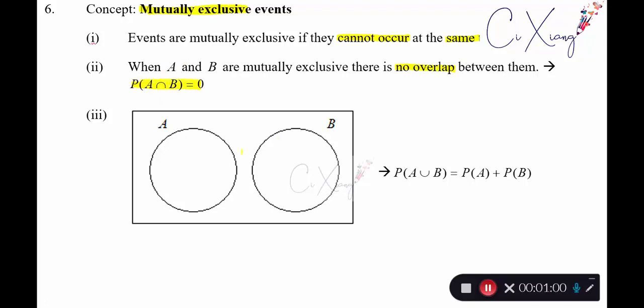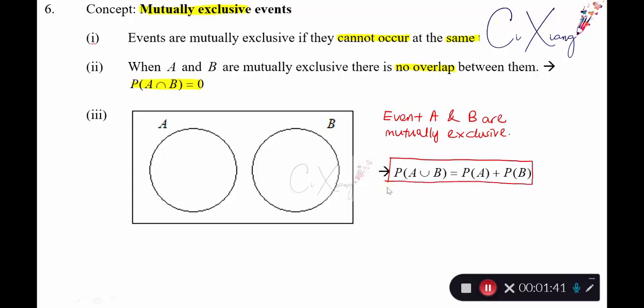All right. If you look at the Venn diagram, you'll see that the two circles will not touch or overlap each other. There's no overlapping between these two events, and we call event A and B mutually exclusive. So when you see this kind of Venn diagram, that means event A and B are mutually exclusive. When event A and B are mutually exclusive, you will get this formula, and you can apply it in your question to get a solution.